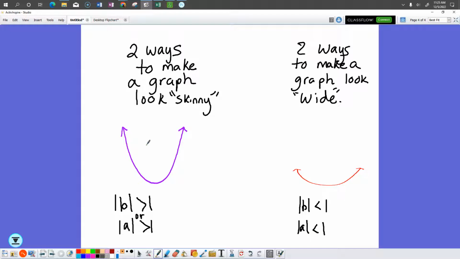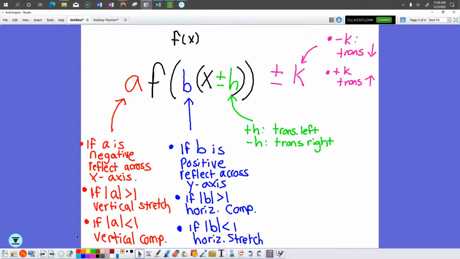So there's two ways to make your graph look skinny, and there's two ways to make it look wide. The two ways to make it look skinny is if the absolute value of b or a is greater than 1. The two ways to make your graph look wide is if the absolute value of b or a is less than 1. All right, so knowing that, I think we're ready to go ahead and jump into the exercises, and we'll probably be referencing back to this page here quite a bit. Let's begin.